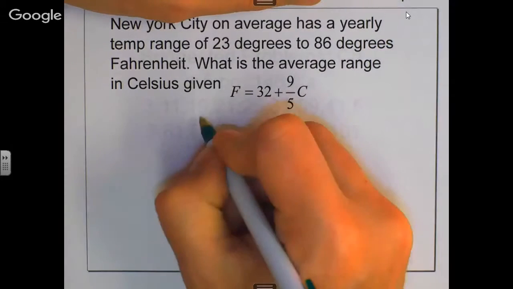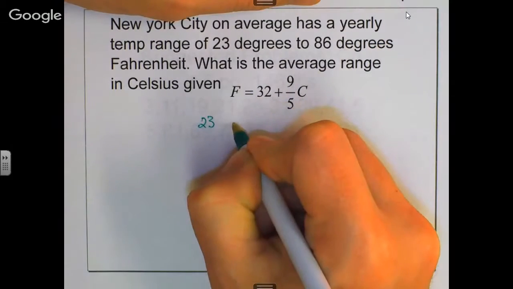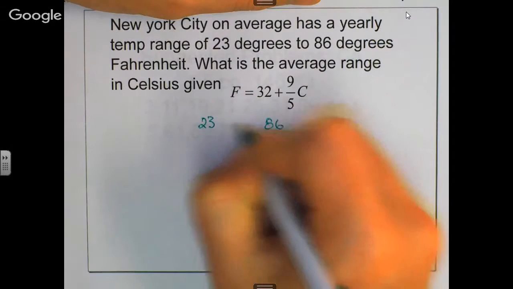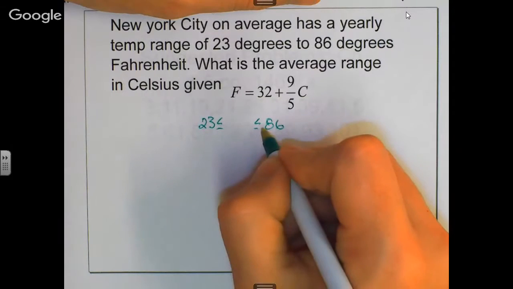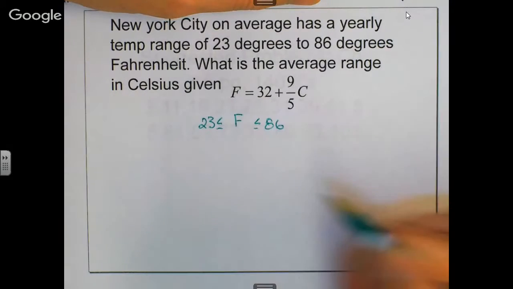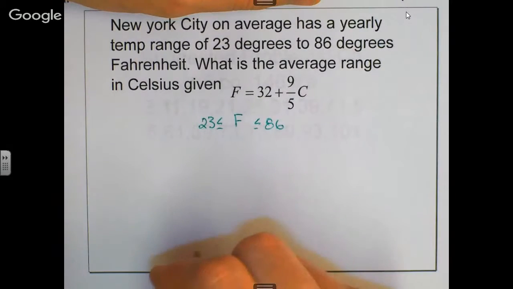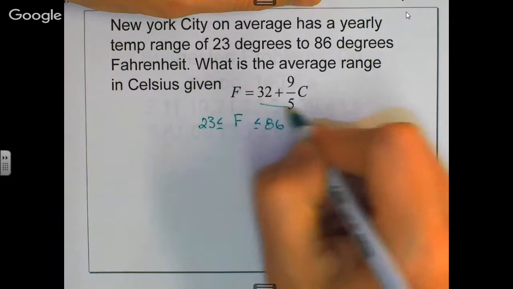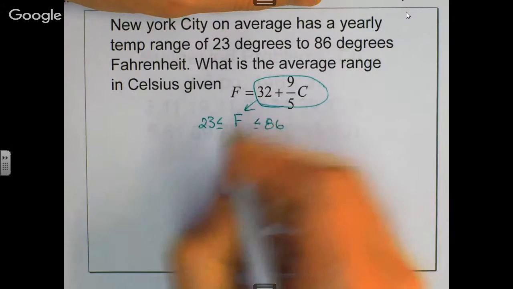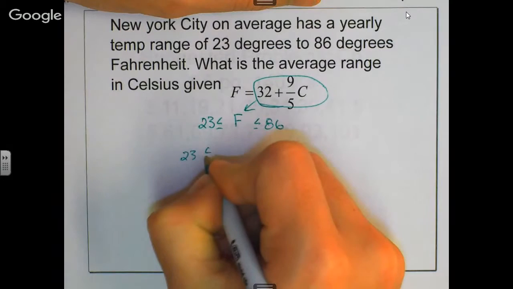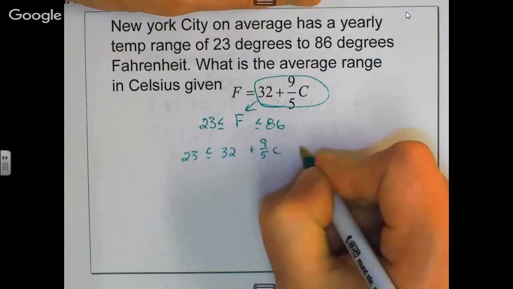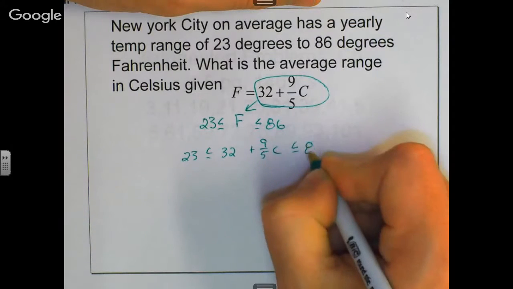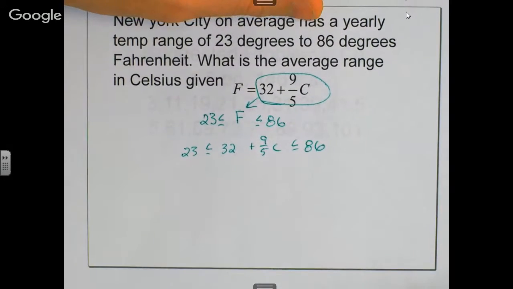Well, the lowest my temperature can be is 23, and the highest is 86. And it can be those, so we'll say greater than or equal to, less than or equal to, in Fahrenheit. That's our temperature. But I want Celsius, so I'm going to take this and plug it in there. So 23 less than or equal to 32 plus 9/5 C is less than or equal to 86. Okay, so there's my inequality.